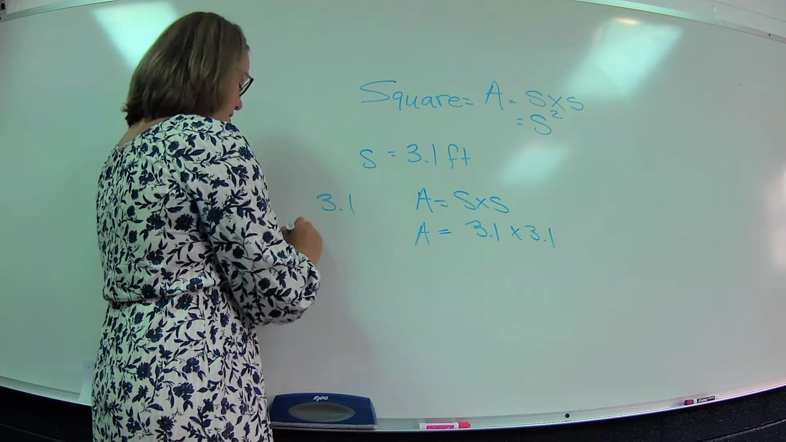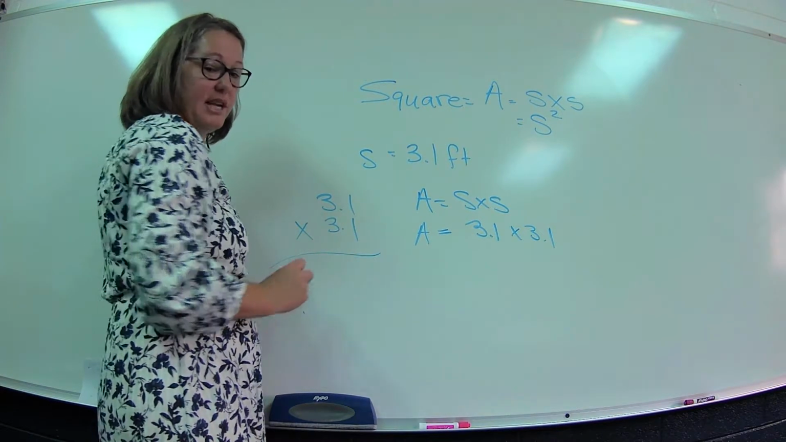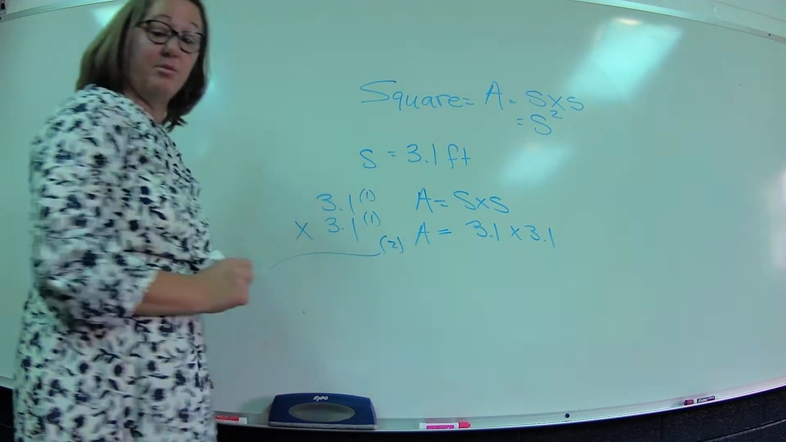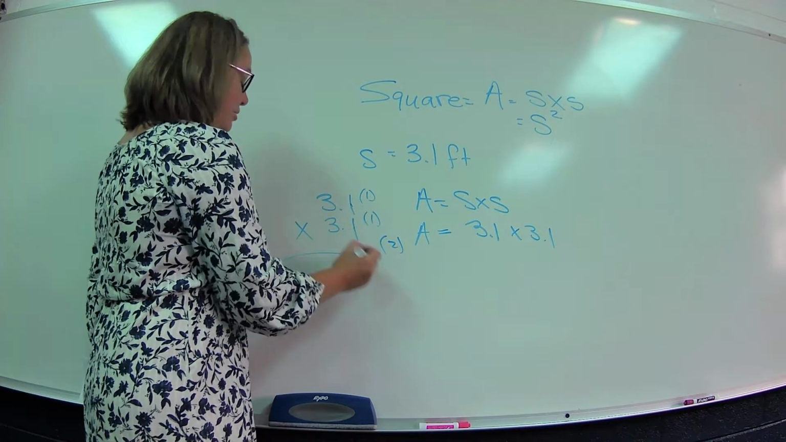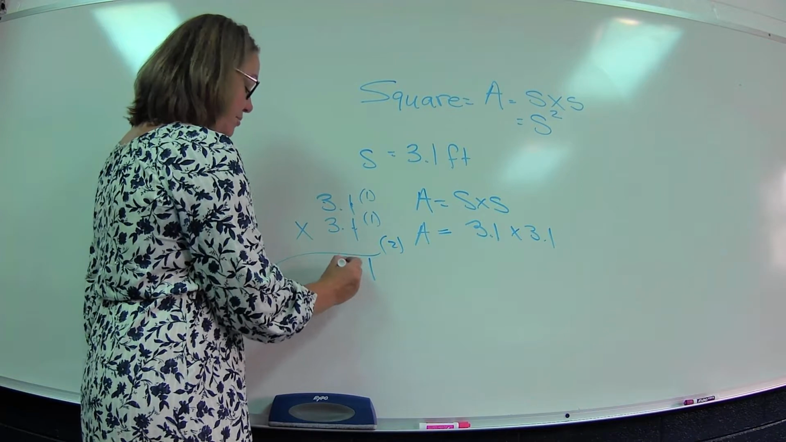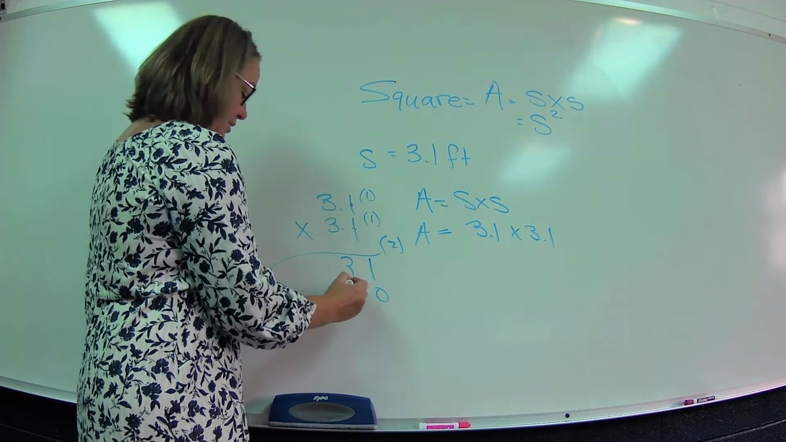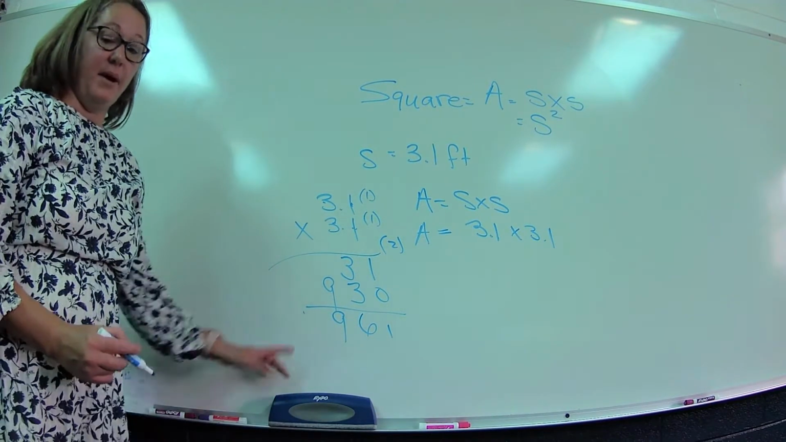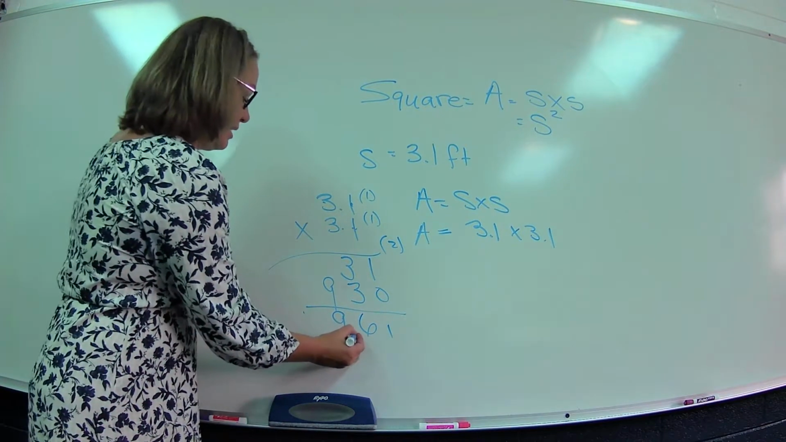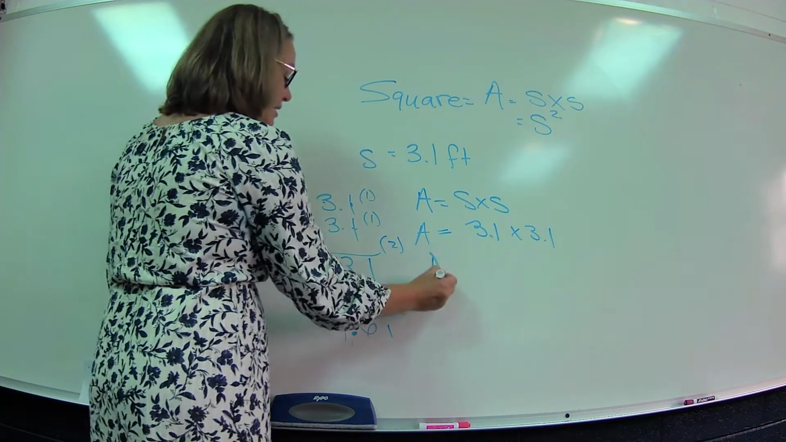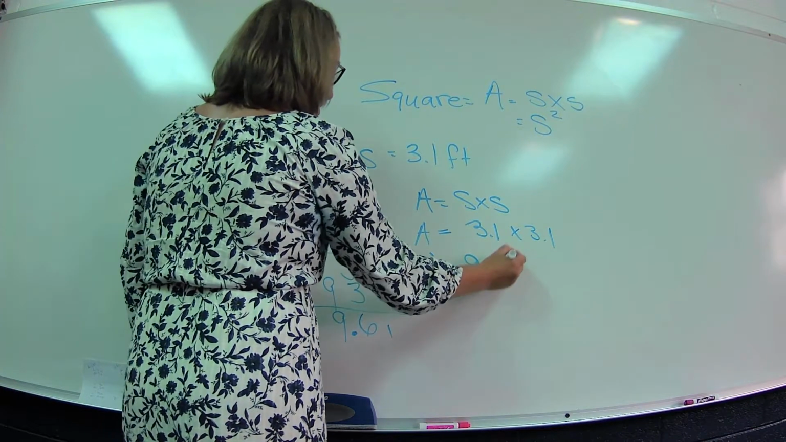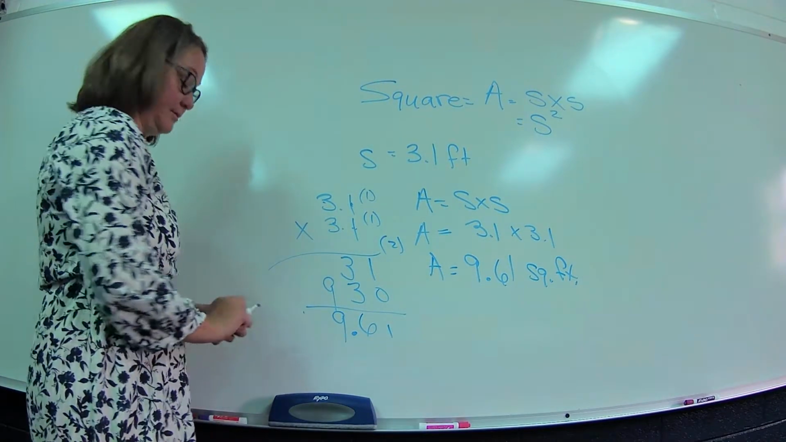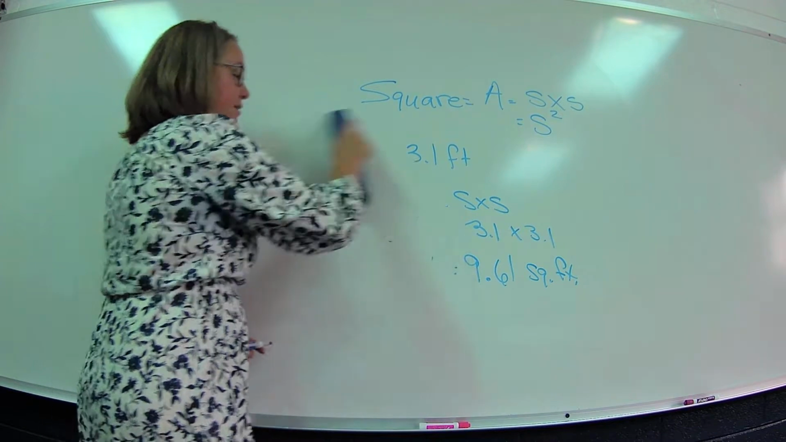So 3.1 times 3.1. Pay attention to the decimal places because here is 1 and here is 1. So that means I need a total of 2 decimal places in my answer. So 1 times 1, 1 times 3, space holder, 1 times... all right, 961. But my answer is not 961. It's 9.61. Area equals 9.61 square feet.